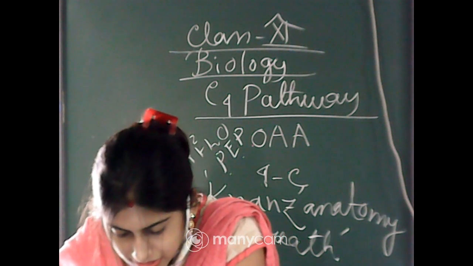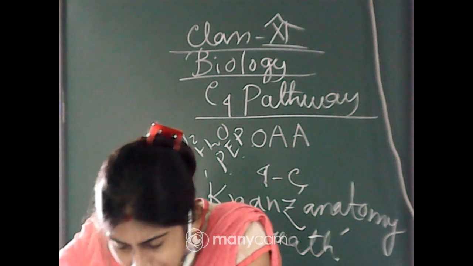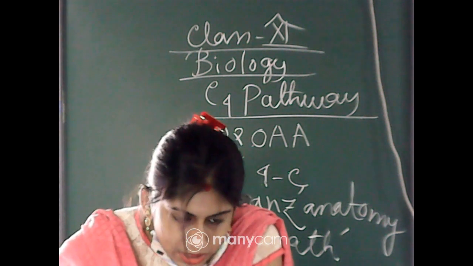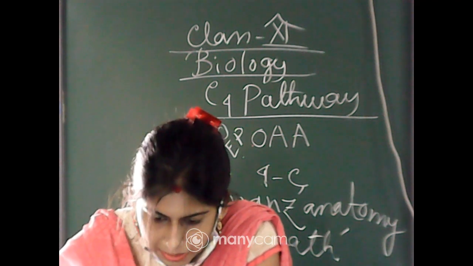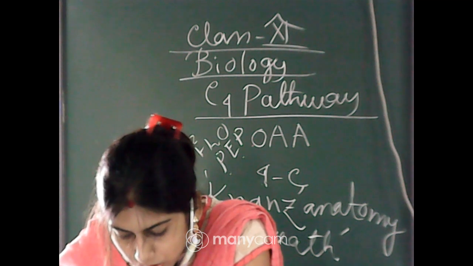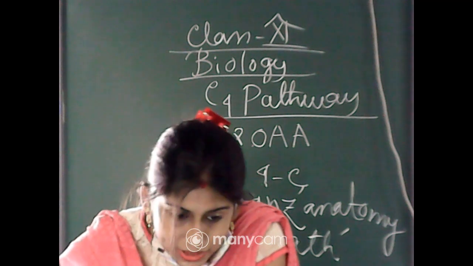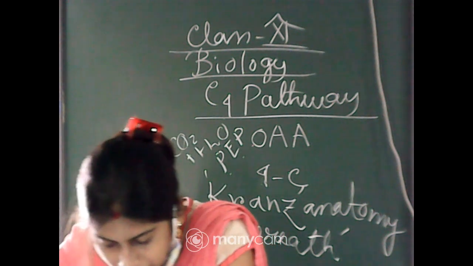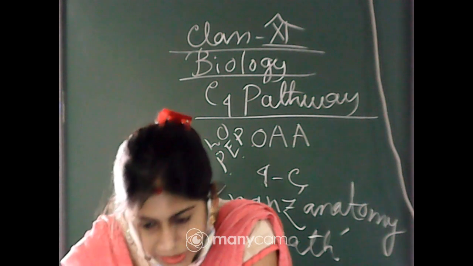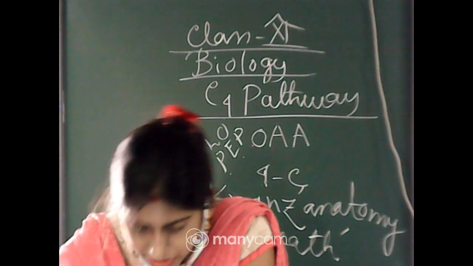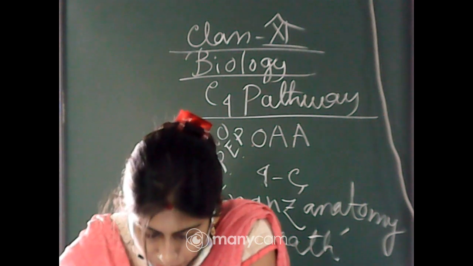the oxaloacetic acid. The Kelvin cycle in the previous one was occurring in the mesophyll cell, but in this particular one, the Rubisco enzyme is not present in the mesophyll cell. These mesophyll cells lack Rubisco enzyme. That is why that particular pathway will not occur in the mesophyll cell. That's why an intermediate C4 molecule has been formed.